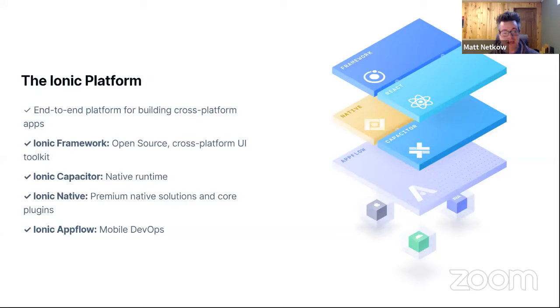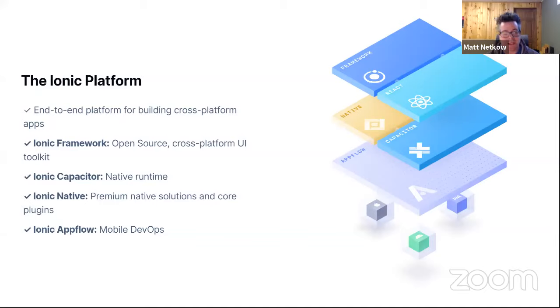And then there's Ionic Native, which is our premium. We have both open source and premium native solutions and core plugins. That's the capability where if you want to access camera, Bluetooth, geolocation, all those hardware device features, you turn to native for that. And that exposes various JavaScript APIs to make it really easy to incorporate those features and functionality into your Ionic apps.